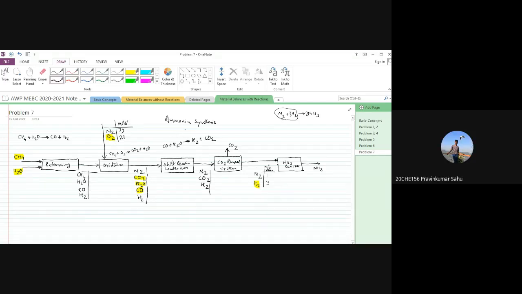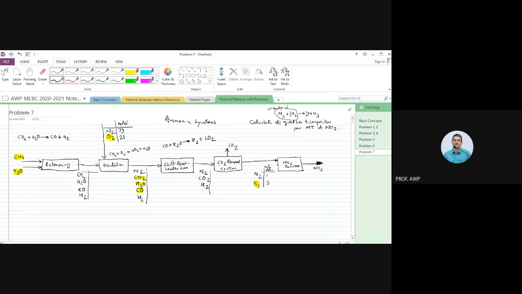So I would like you to calculate all quantities and compositions per metric ton of ammonia produced from the reactor. Okay. It's a continuous process operating at steady state. All right. Will you be able to try?